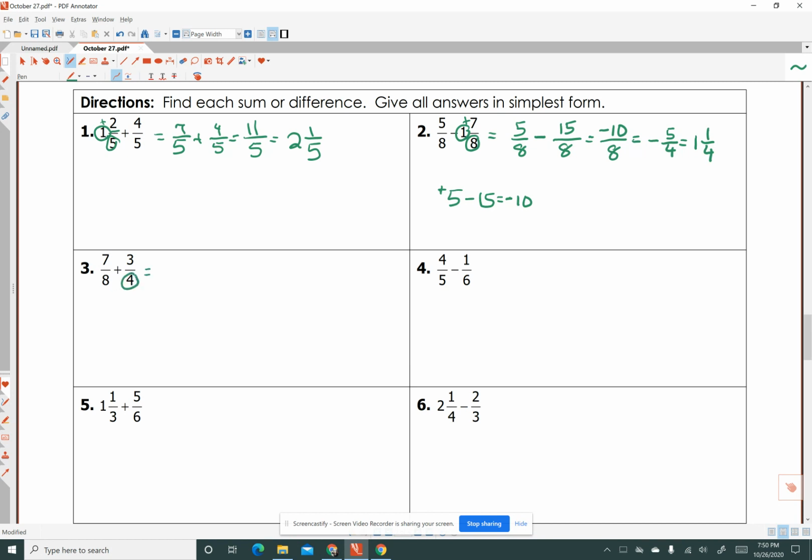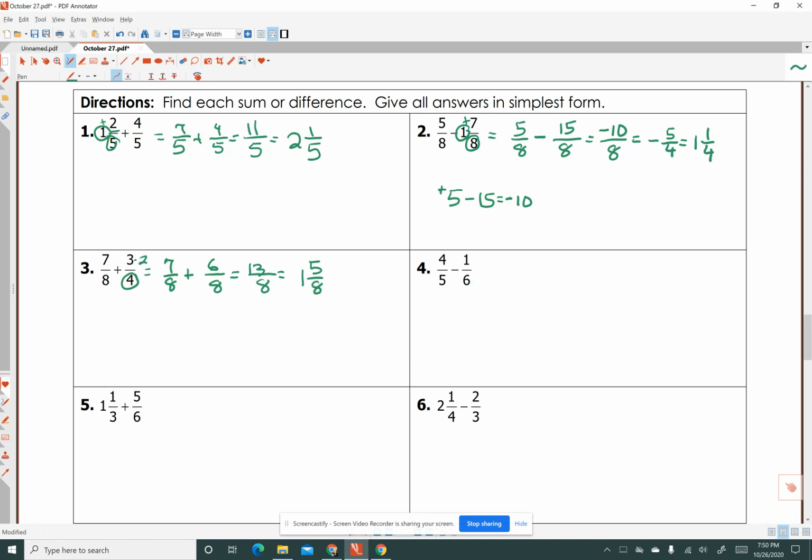We'll convert this to eighths, so we will have 7/8 plus 4 times 2 is 8, 3 times 2 is 6. Working with eighths, 7 plus 6 is 13, and 13 divided by 8 is 1 with 5/8 left over.